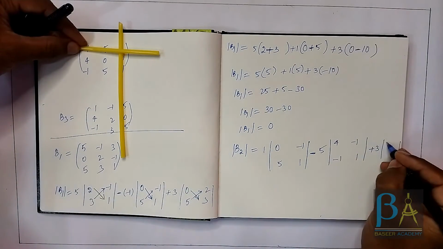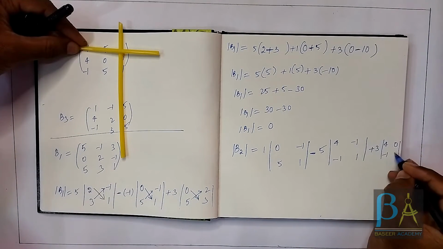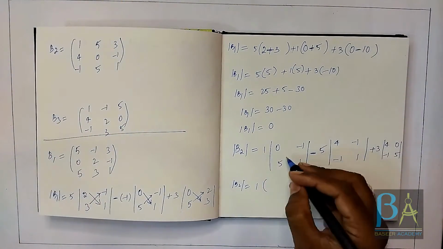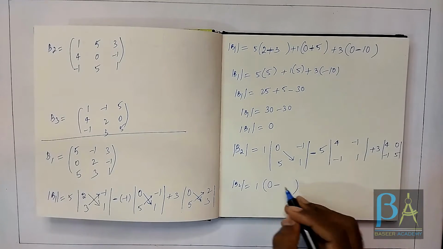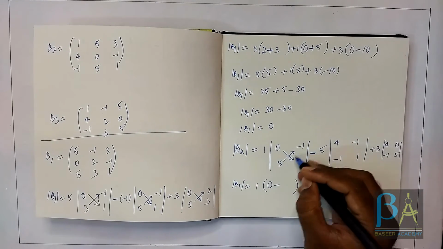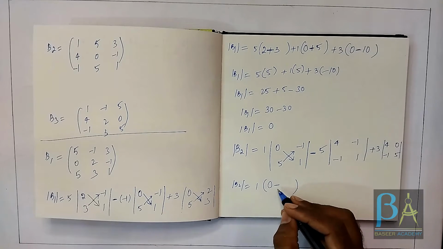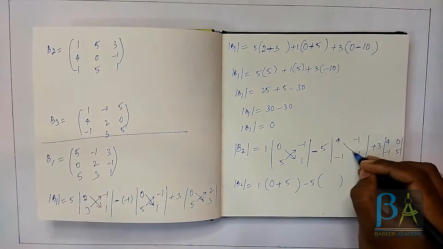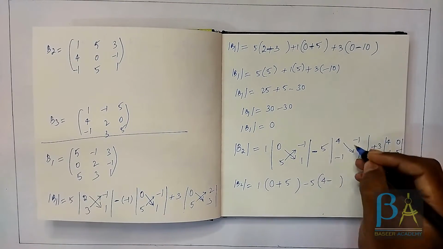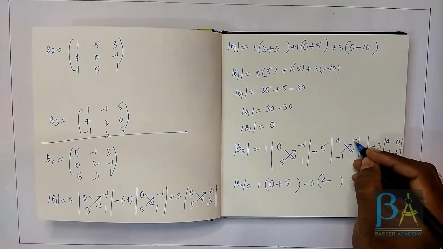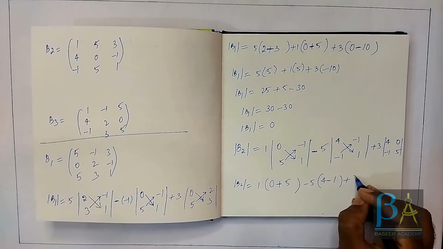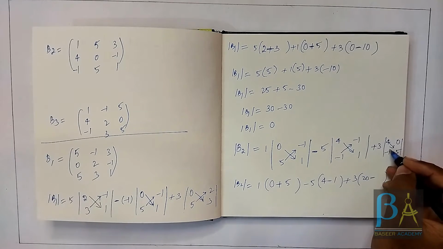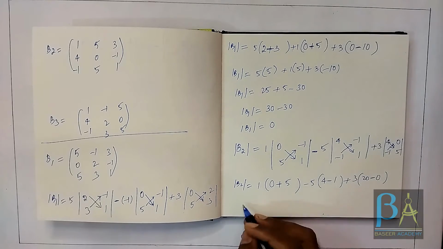You are left with these numbers, 4, 0, -1, 5. Let's now find out the determinant of this. 0 into 1, that gives you 0. Keep a minus sign and then multiply these two numbers. 5 into minus 1 is minus 5. But then since you already have a minus here, minus into minus, that gives you plus. 4 into 1 is 4. Keep a minus sign and then multiply these two numbers. Minus into minus is plus. 1 into 1 is 1. 4 into 5 is 20. Keep a minus sign and then multiply these two numbers. Minus 1 into 0, that gives you 0 itself.